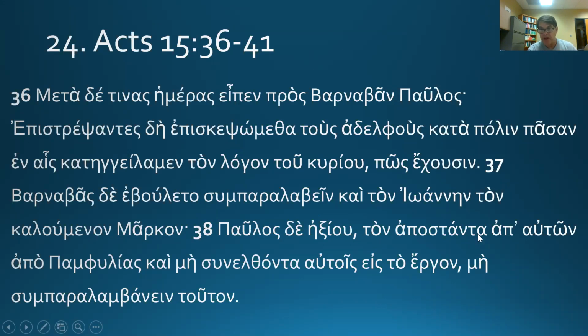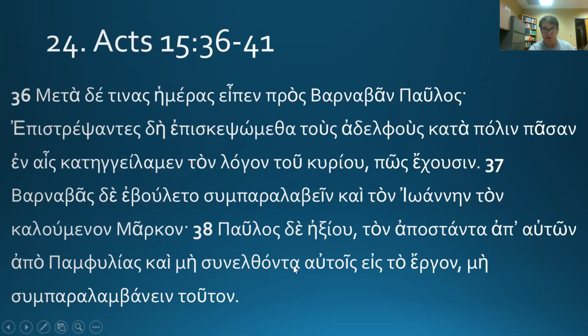The one who abandoned them from Pamphylia, and not having gone together with them into the work. Elthonta is what? Aorist of erchomai, that's right. The participles in the New Testament, when they're negated, usually use me instead of ou. Classical Greek can use an ou to negate a participle. I seem to remember seeing an ou negating a participle in James once upon a time. Most of the time, though, me is going to modify a participle in the New Testament. This is aorist of aphistemi. It's a participle, right? Nta is an active participle, so it's an aorist active participle. The article never lies. It's accusative masculine singular.